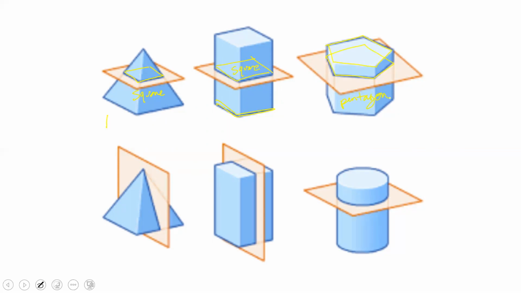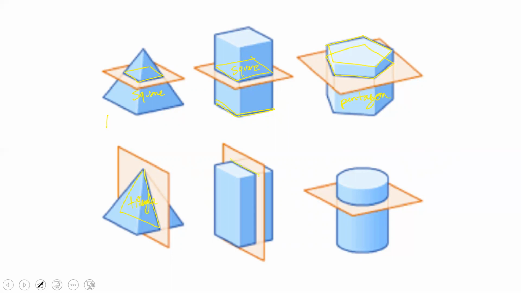Now that happens when we slice it horizontally, but what if we do a vertical slice? Well, if we slice this vertically, I'd end up with something like this. Well, that looks like a triangle to me, and indeed it is.